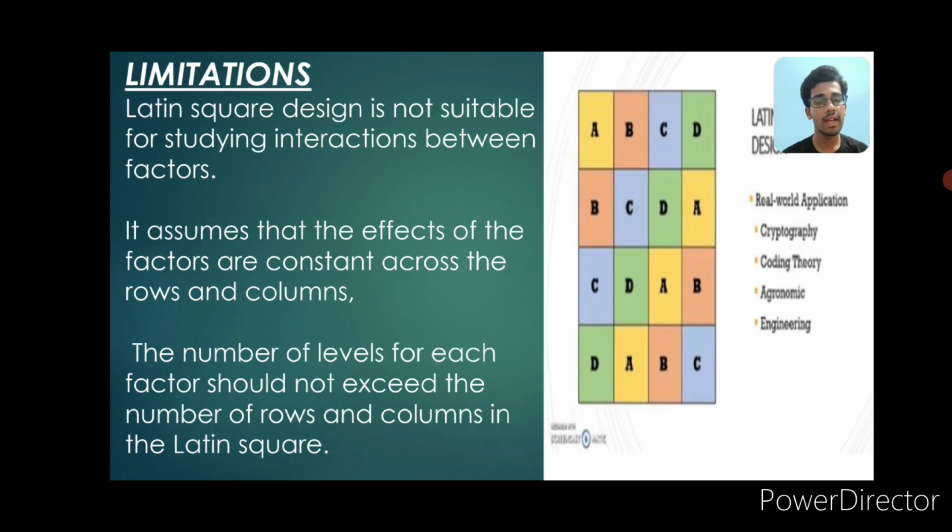Next, limitations of the Latin square. Latin square design is not suitable for studying interactions between factors. It assumes that the effects of the factors are constant across the rows and columns, which will not give a proper output for the research. The number of levels for each factor should not exceed the number of rows and columns in the Latin square; it should be equal to the number of rows and columns.